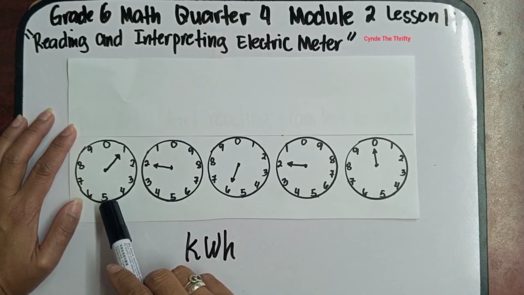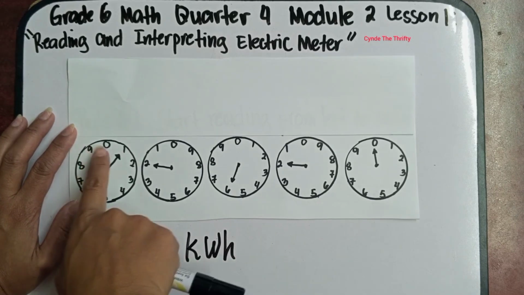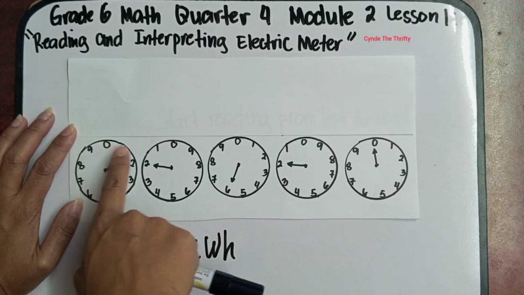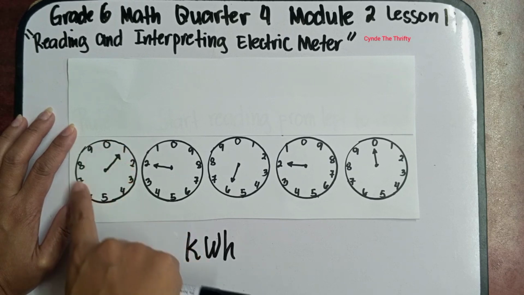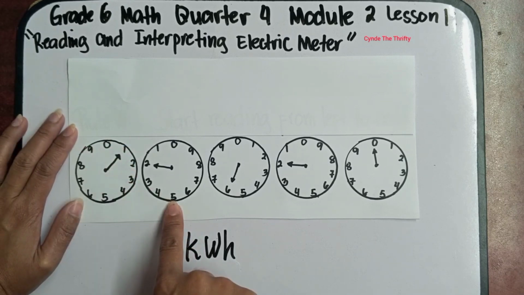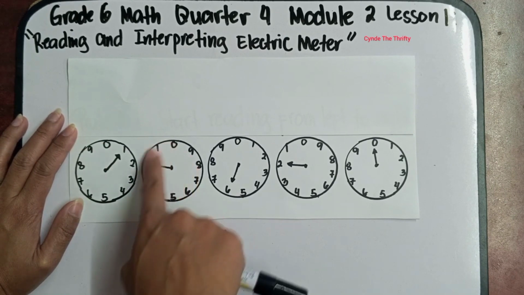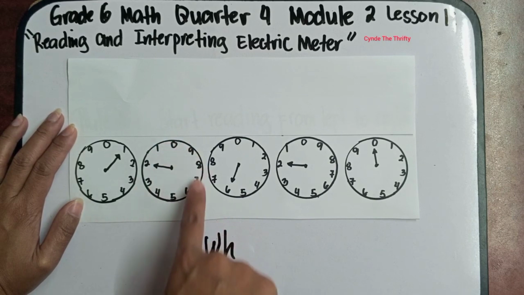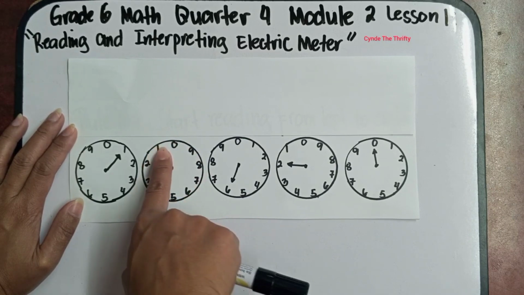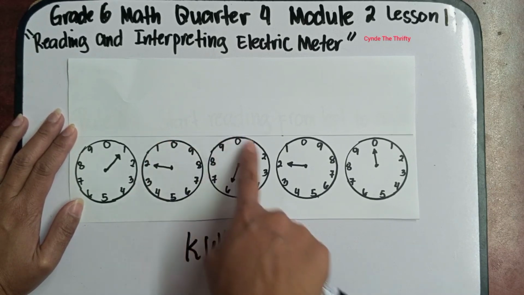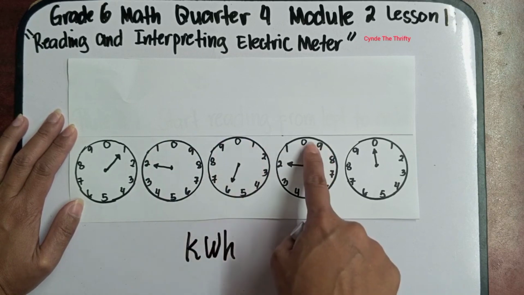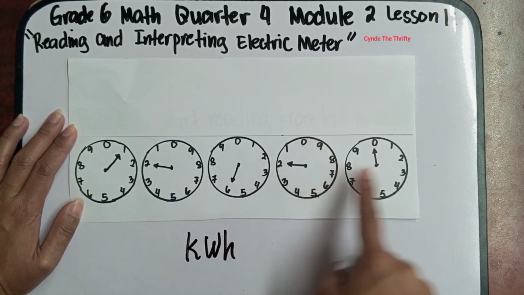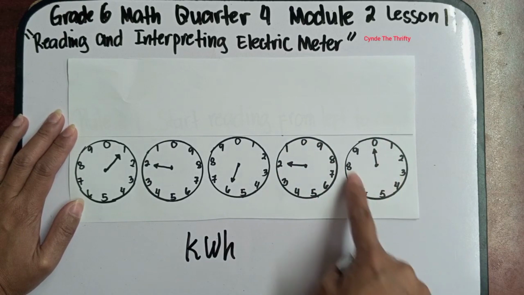So, pansinin nyo dito sa ating dial A, so ang number niya is pa-clockwise, 0, 1, 2, 3, 4, 5, 6, 7, 8, 9. Ang second dial or ang dial B is pa-counterclockwise or kapag i-clockwise mo siya pagbasa, 0, 9, 8, 7, 6, 5, 4, 3, 2, 1. And then, ang next naman is clockwise. Pagkatapos, ang next is counterclockwise. And ang last is clockwise.